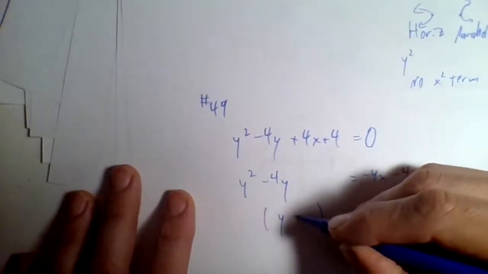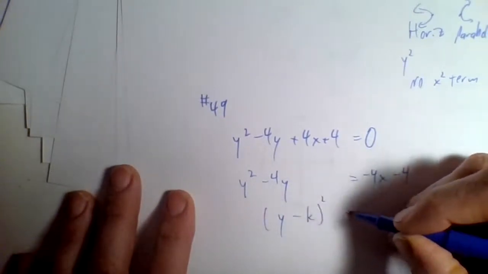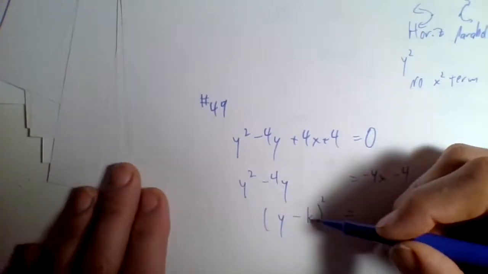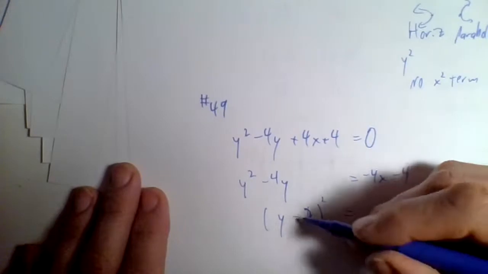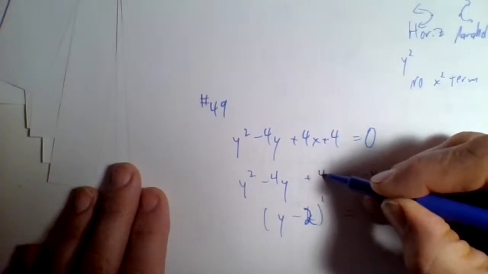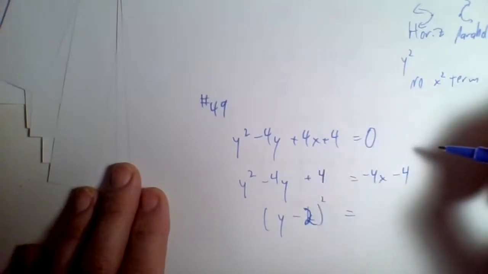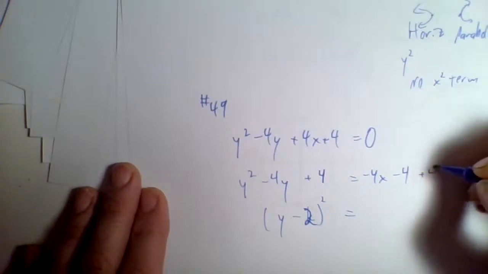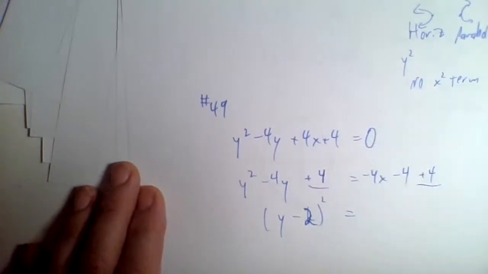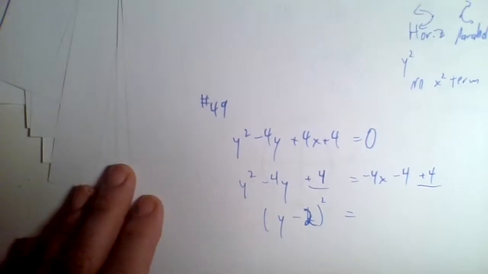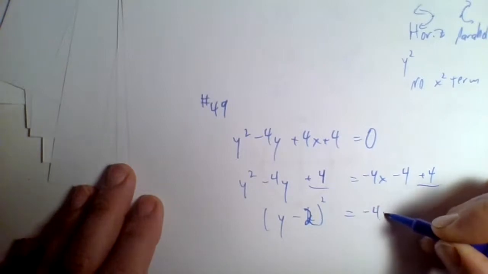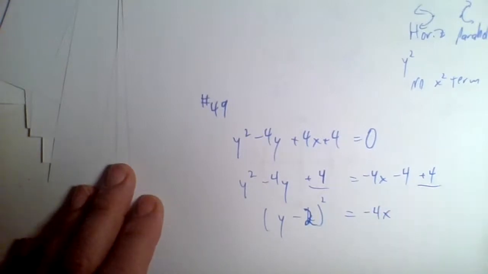This is going to be y minus k squared. There's no x squared, but that means k has to be -2. -4 divided by 2 is -2. -2 squared is 4. So I need to add 4 to both sides to make that the perfect square. So that's my plus 4 on both sides. Didn't have anything factored out on this one. That's nice. And that ends up just -4x. So that ends up with a number and an x term on that side.